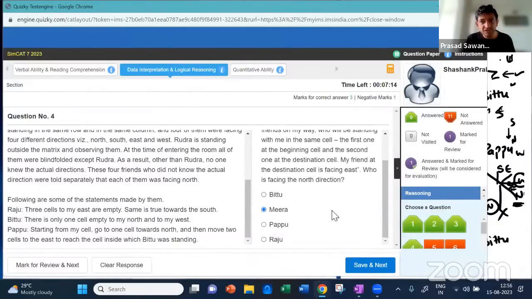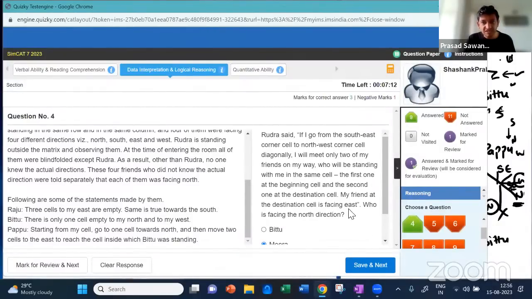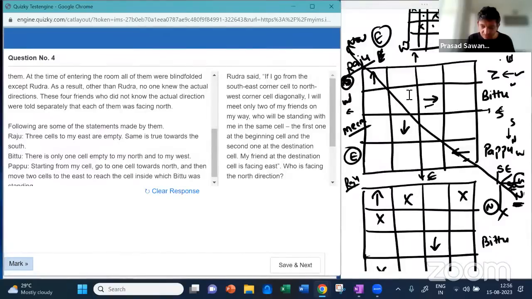Okay, let's go to the fourth question again. Let's try to save our answers. Who is facing the north direction? So according to this logic, this is west. No, sorry. This is east. This is west. This is south. This is north. So who is facing the north direction?